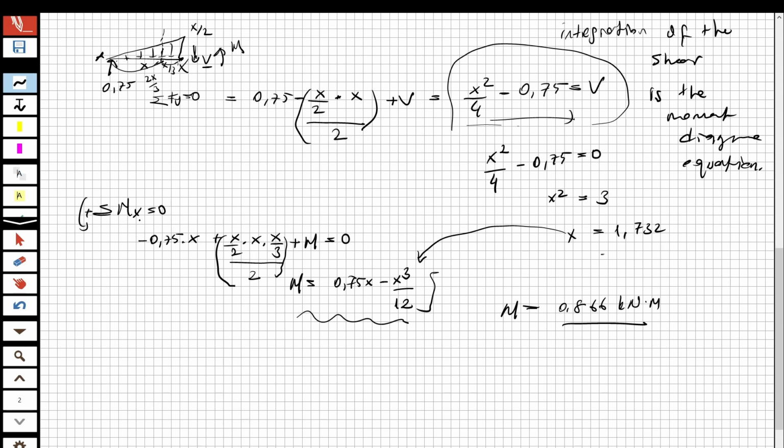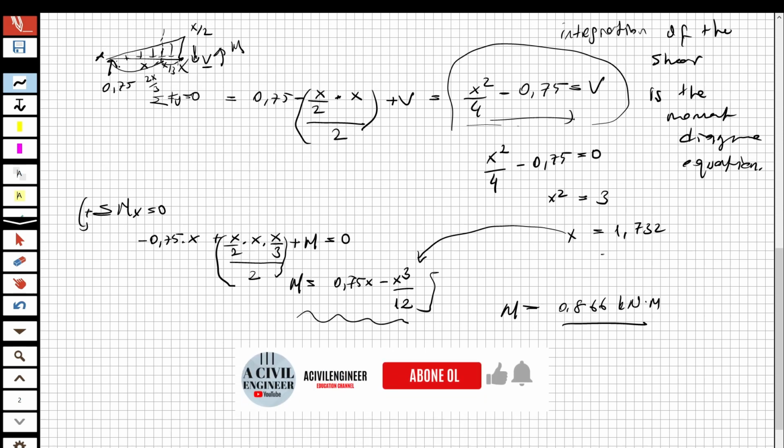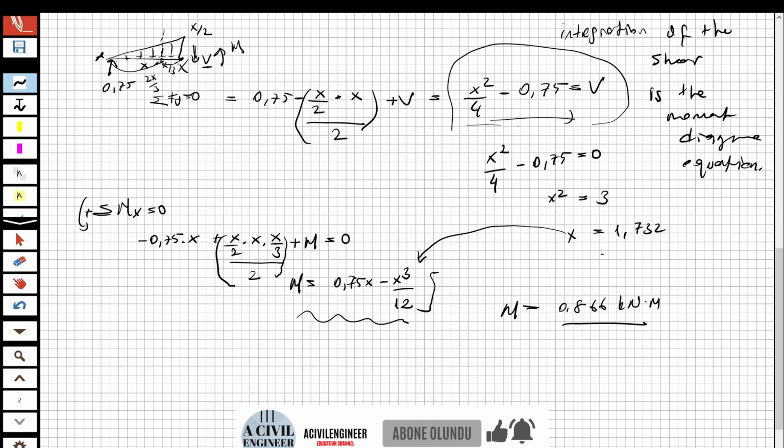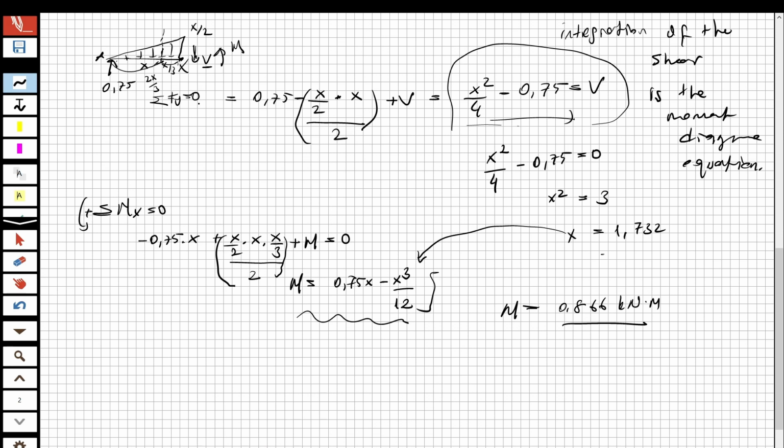For example, I told you that I'm going to take the moment with respect to x. I have x over 2 as the triangular load. So let's take the moment: 0.75 multiplied by x, because you look at here, the distance is x. Plus, because this is negative, it turns clockwise, and plus this triangular load, I'm going to convert it to the point load, x over 2 multiplied by x.